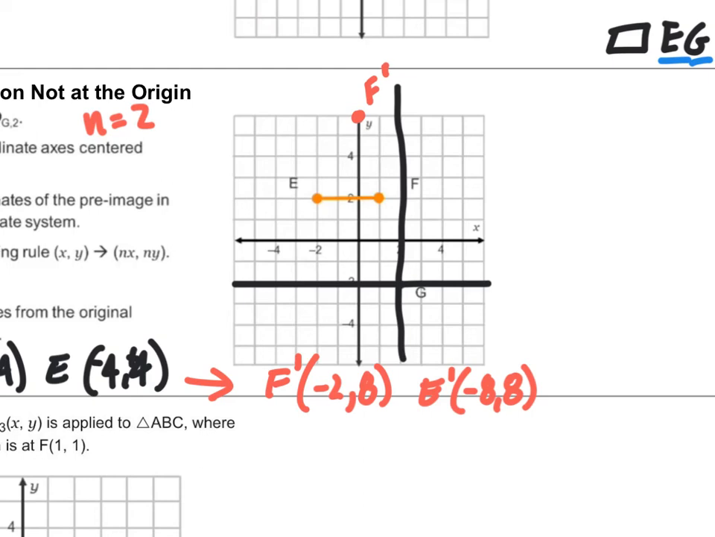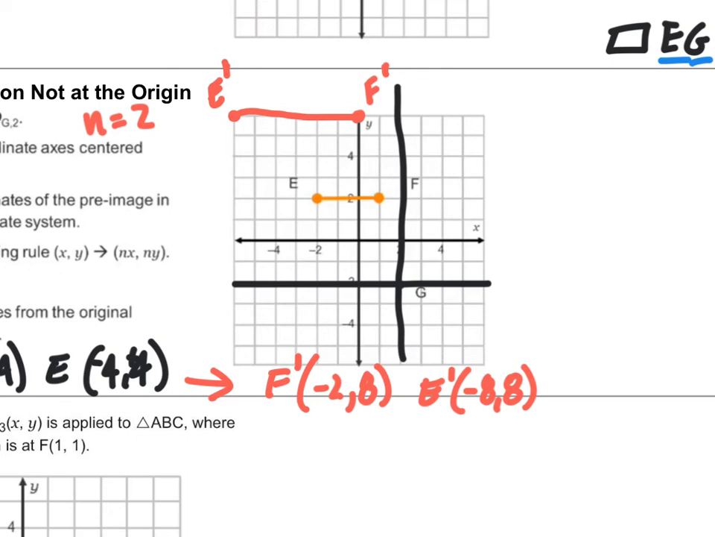All right, and then E is negative 8, negative 8. So I'm going to go over 1, 2, 3, 4, 5, 6, 7, 8 and go up 8. That point is all the way up here, and this is going to be E prime. Then I'm going to connect those and create that line here.